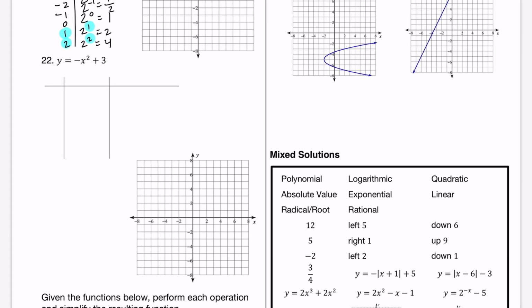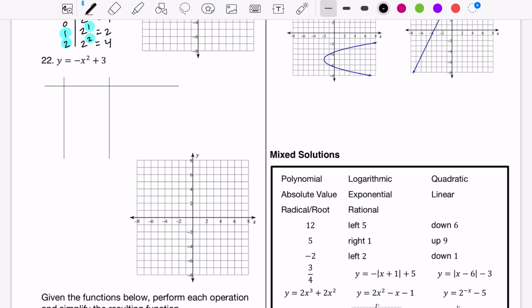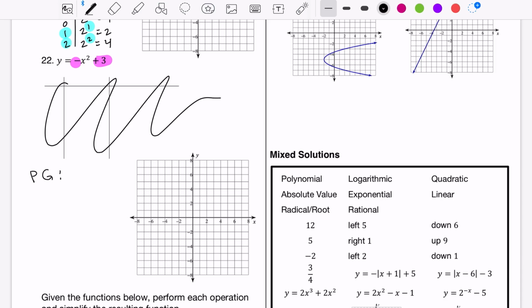So same thing for number 22. We're going to first recognize that there's a negative in front and then there's a plus 3. If those were not there, this would tell us that our parent graph, and also you can just look at it, is quadratic, or y equals x squared, and that the transformations are reflect over the x-axis because the negative is in front, and then go up 3 because that 3 isn't in with the x. It would be in parentheses if it was in with the x.